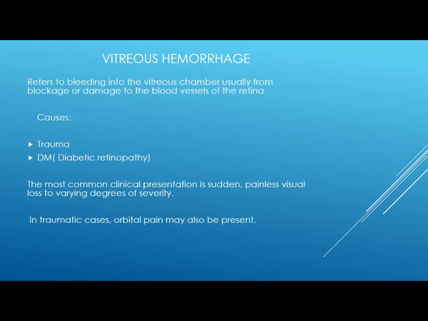Another topic is vitreous hemorrhage. It refers to bleeding into the vitreous chamber, usually from blockage or damage to the vessels of the retina. There are two major causes of vitreous hemorrhage: trauma and diabetes mellitus. The most common clinical presentation is sudden painless visual loss to varying degrees of severity. In traumatic cases, there may be orbital pain.